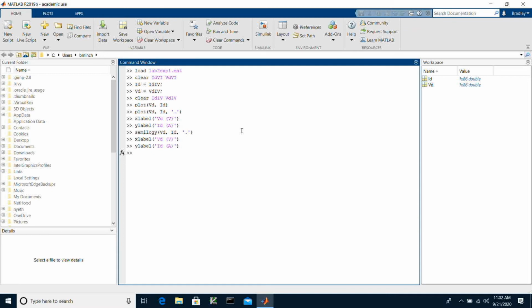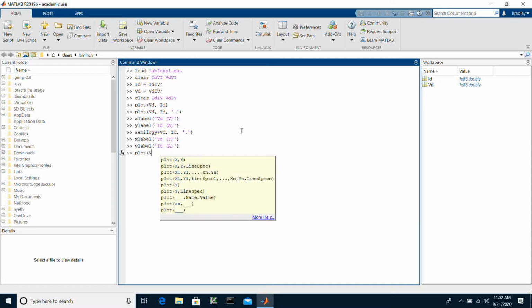Sometimes people, when they're asked to do a semilog plot, will do something like this. So they will use plot, and they will put in VD, and they will plot the log of ID. I need capital I, capital V.